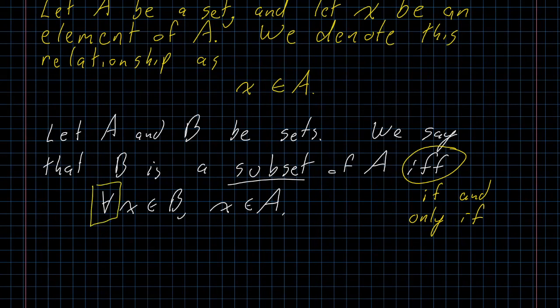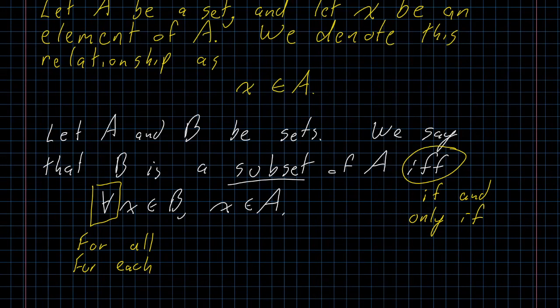And then we've got this upside down A symbol. We read that symbol as for all, or for every, or for each. So let A and B be sets. We say that B is a subset of A, and I just realized I forgot to write down the notation for that, but we say that B is a subset of A if and only if for each element X in B, that element X is also in A.